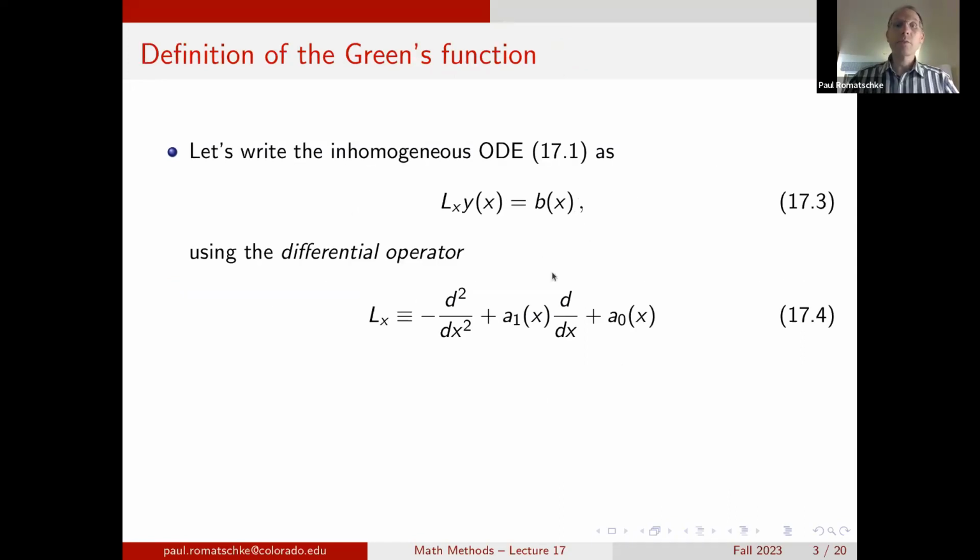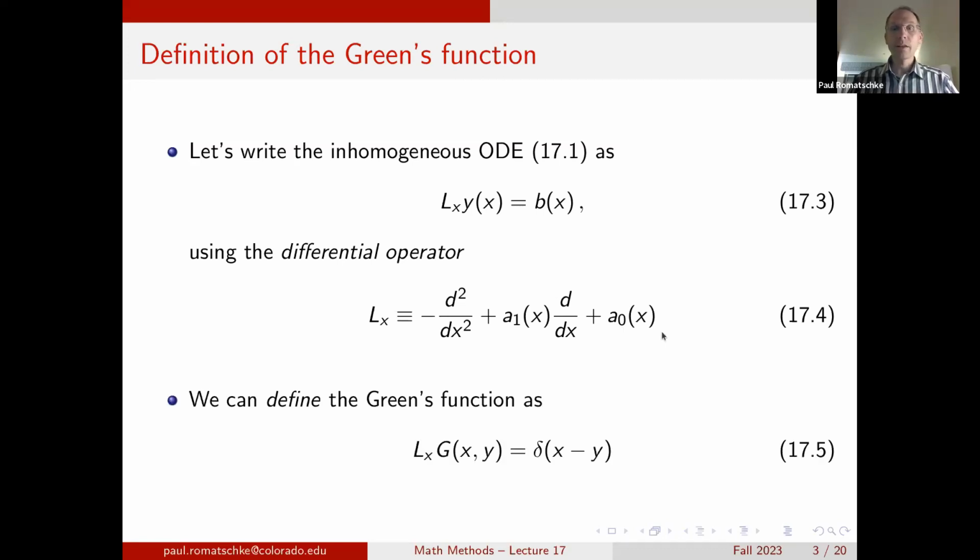First, let's write the inhomogeneous ordinary differential equation in the form differential operator Lx acting on y is equal to b, where the differential operator Lx is defined as follows in equation 17.4. So minus second derivative plus arbitrary coefficient function a1 of x, first derivative, plus a0 of x. We can then define a Green's function g of x and y such that the derivative operator acting on g is equal to the Dirac delta function delta of x minus y.